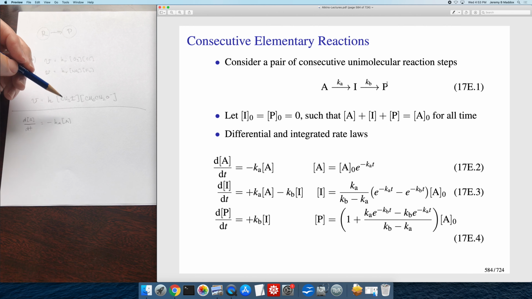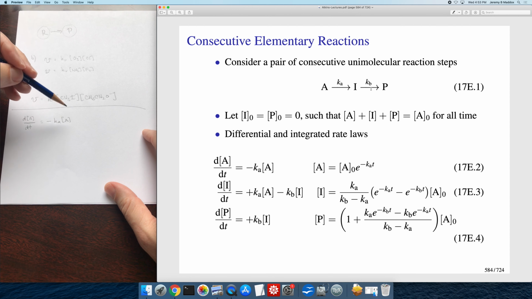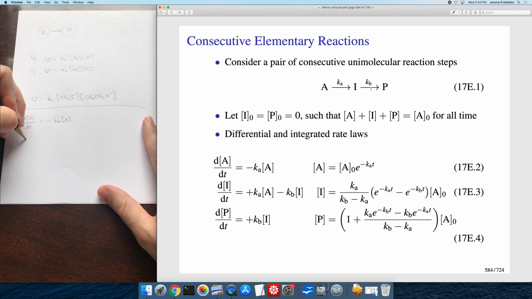And there's no other steps involving species A. Okay, so that's the whole equation we get for the time derivative of the reactant. Now the intermediate participates in two elementary reaction steps.